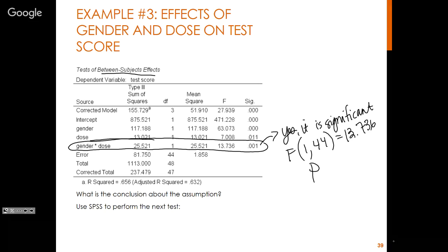So here we would say p is what to 0.05? Less than.